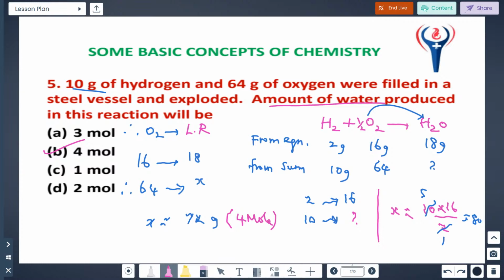Understood? Right. You must know how to frame the equation. Limiting reagent is very, very important. Actually it was one question, but in this question we have 2 questions. Right.